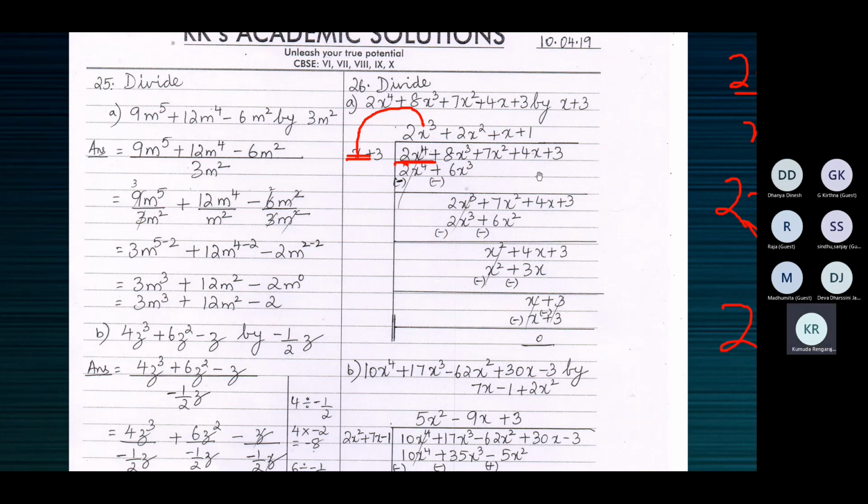Then bring the remaining terms down. Now again, to find the second term in the quotient, you need to divide. See, now this is called the new dividend. What you get after subtracting, this is called the new dividend.